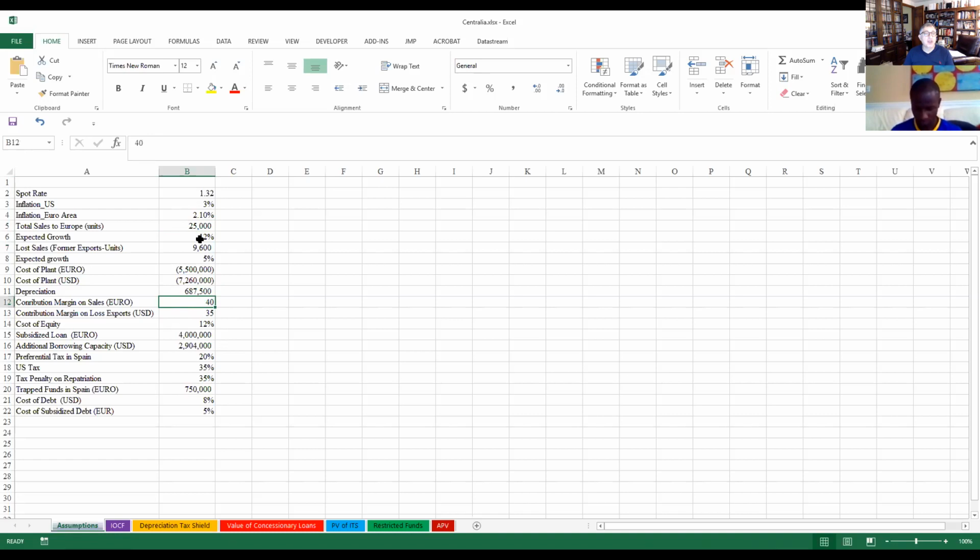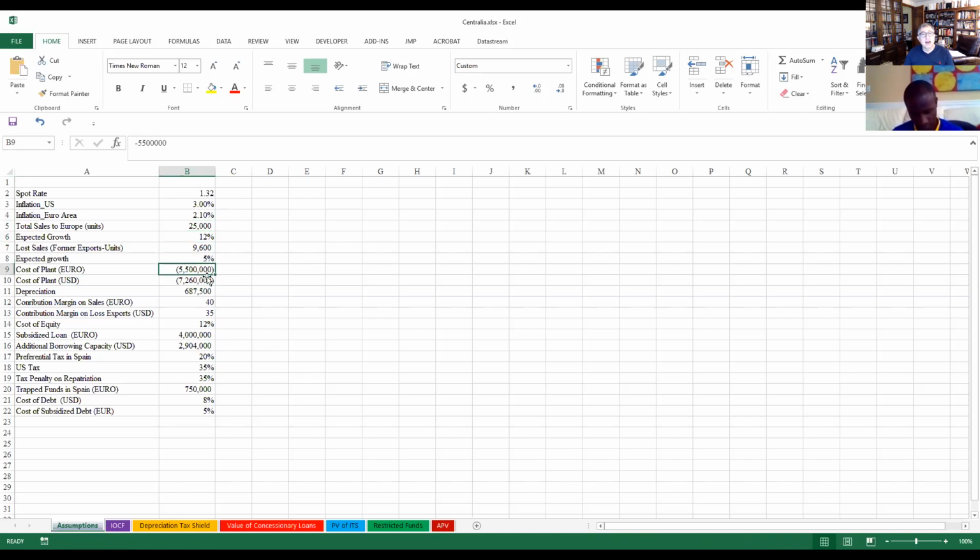Some other pieces of information: the expected inflation in the US is 3%. Expected inflation in the euro area is 2.10%. Now, once the company makes the investment in Zaragoza, the sales are going to grow at a 12% rate per year. Now, the company normally funds its projects by using a 40% debt ratio, okay? 40% debt, 60% equity.